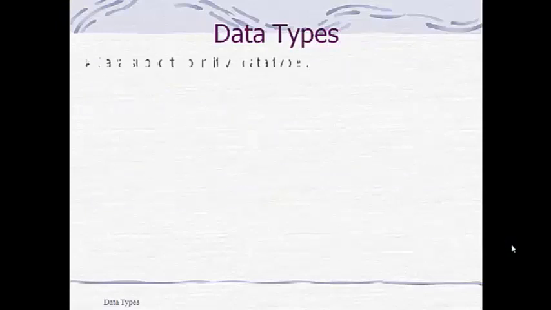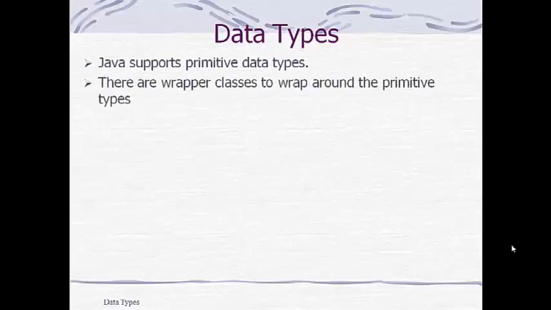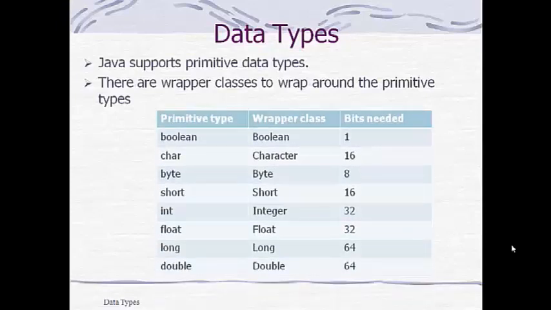Now data types. Java supports primitive data types which were used in C, but there are wrapper classes to wrap around the primitive types. The list is like this. For primitive type boolean, there is a wrapper class Boolean with capital B. The number of bits needed is only 1. For char, there is a Character which needs 16 bits.